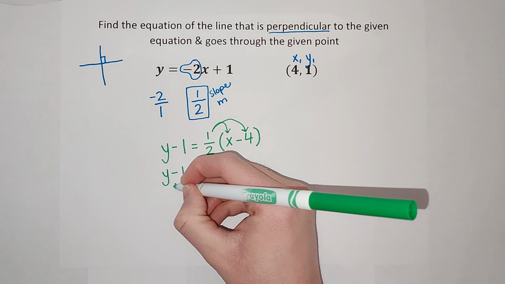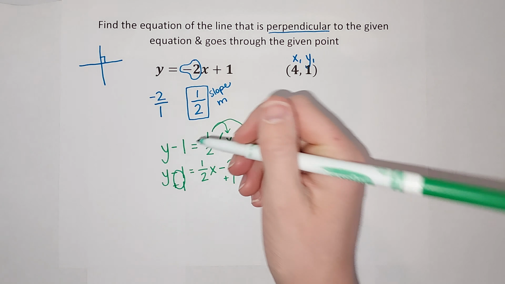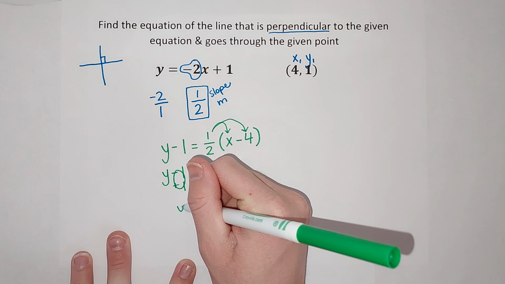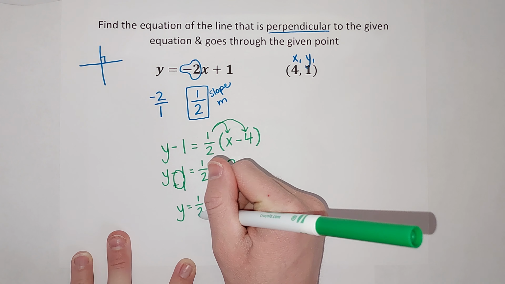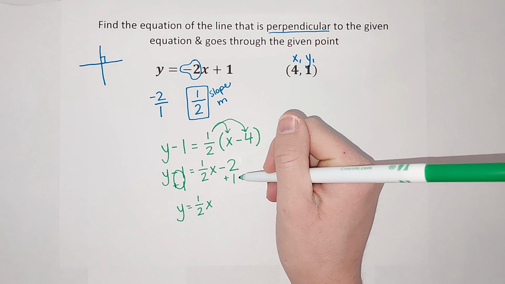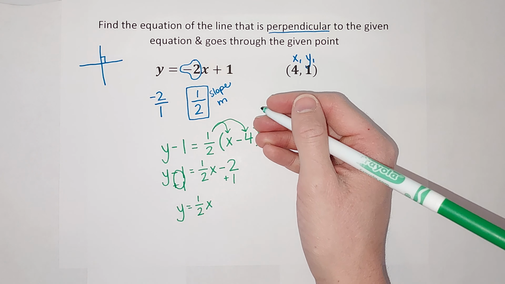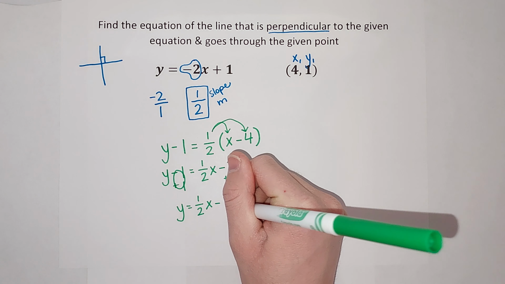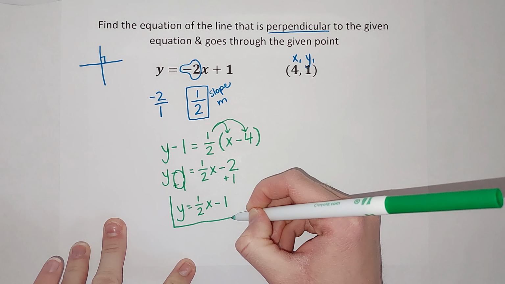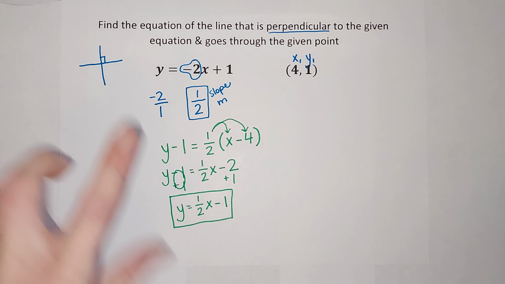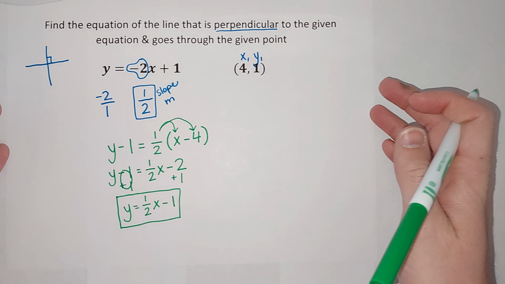Y is almost alone, but not quite. So we are going to add 1 to both sides so that that goes away. Then I am left with Y equals 1/2 X, -2 plus 1. This is like I owe you $2 and I don't have it all, but I can give you $1. And you're like, thank you, but remember, you still owe me $1. So -1. This is our equation, which we believe is perpendicular to this line and goes through this point. But let's go ahead and check.